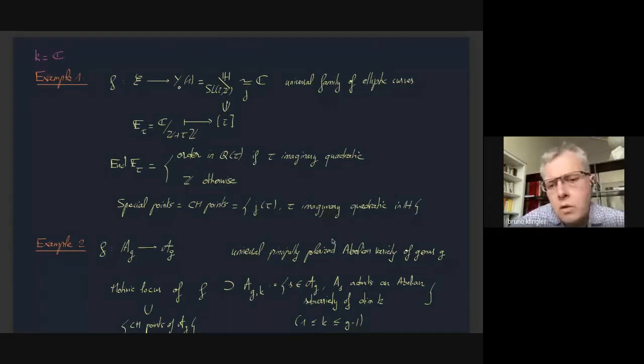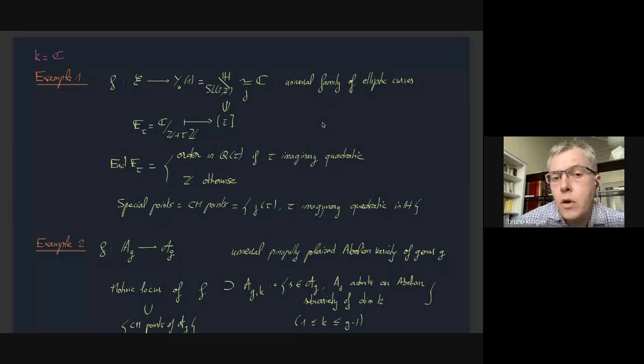Everything I will talk about will be over the complex numbers. The first example is very easy. We look at the modular curve. Here I will cheat a bit, because if you want to be rigorous, the modular curve is rather a stack than an algebraic variety. But let's just cheat and suppose that there is a universal family over it, which means I'm putting some level structure in the background, but I don't want to remember this. So the family I'm considering is the universal family of elliptic curves over the modular curve.